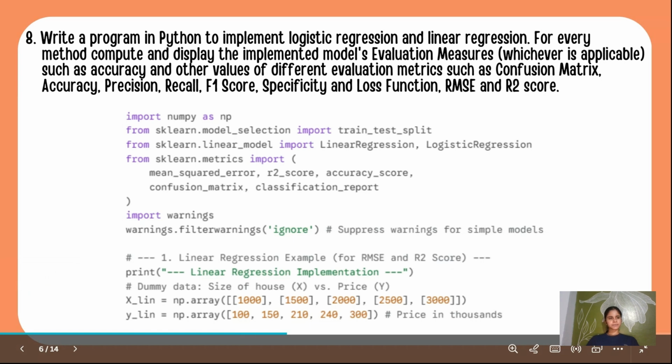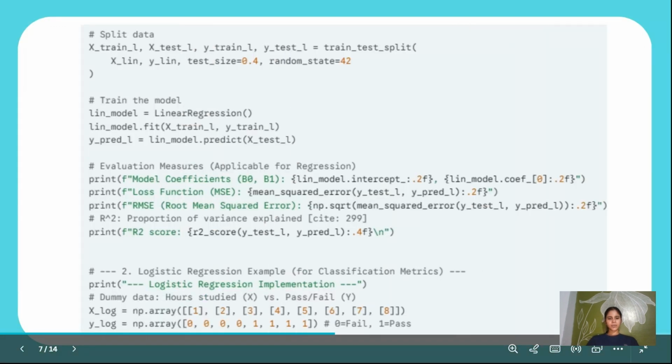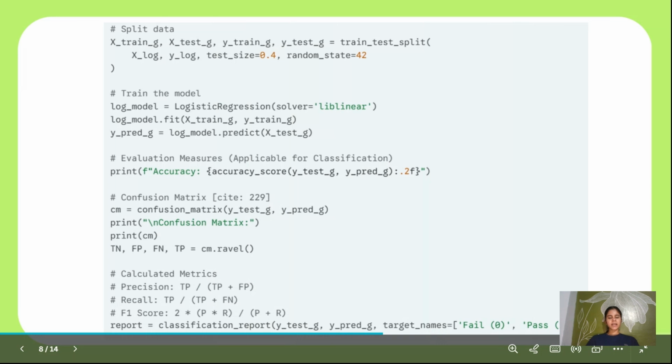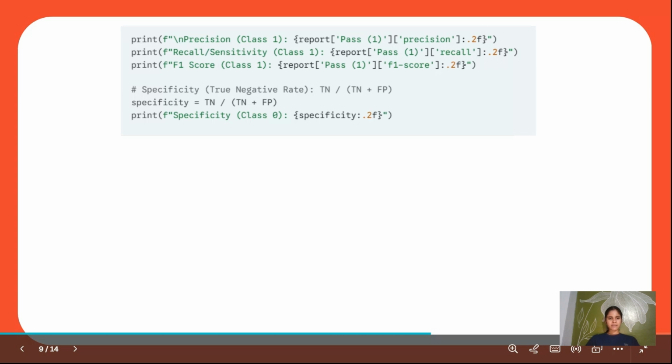Here is question number 8. Write a program in Python to implement logistic regression and linear regression. For every method, compute and display the implemented model's evaluation measures. Now, solve this question. We write a program in Python language like this, you can see on the screen. We import pandas, we import NumPy as np, from scikit-learn model selection, scikit-learn linear model, scikit-learn metrics, import warnings, and the further program goes like this. You can see on the screen: training the model, evaluation measures, logistic regression example for classification metrics, evaluation measures applicable for classification, confusion matrix, calculated metrics, and specificity.